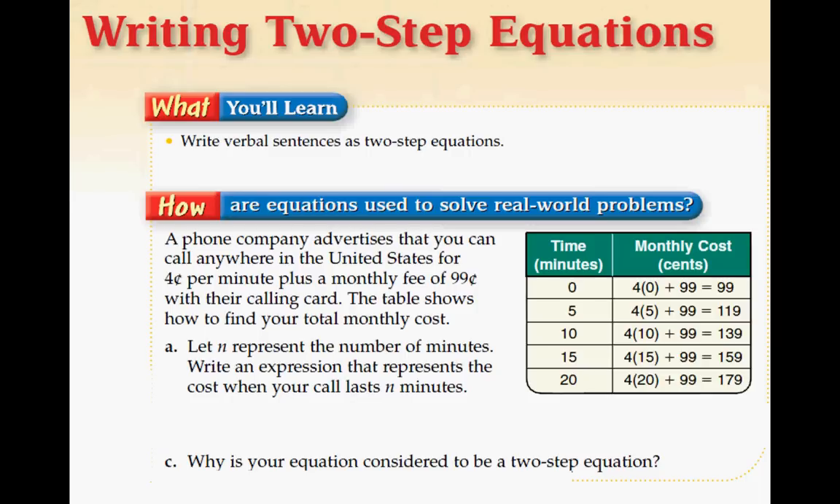They talk about a phone company advertising that you can call anywhere in the United States for 4 cents a minute plus a monthly fee of 99 cents with their calling card. The table shows how to find your total monthly cost. This might look familiar as a sequence of equations. This table is also kind of like an in and out table, or a function table, and that's where algebraic expressions and equations come from. So let's take a look at A.